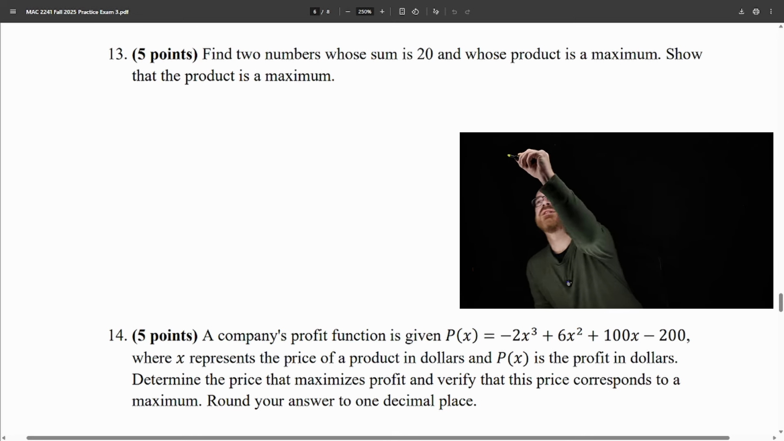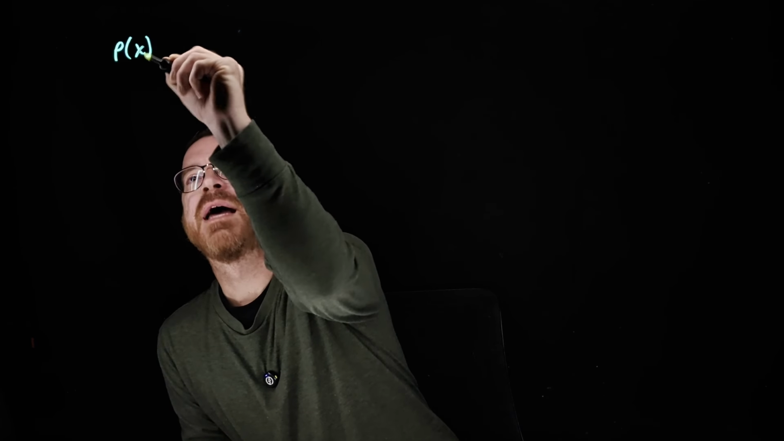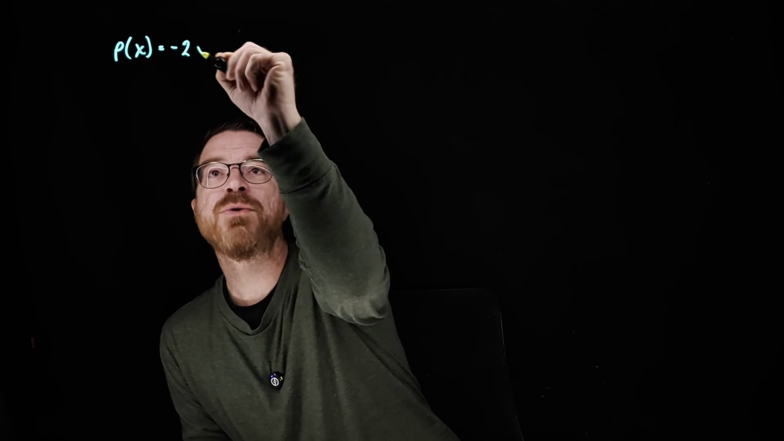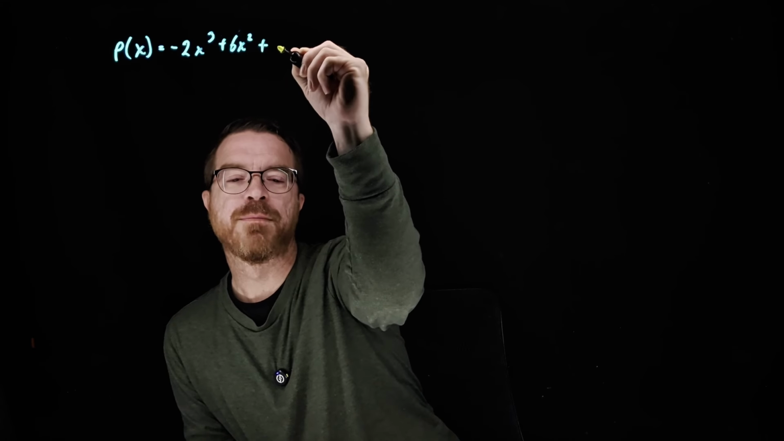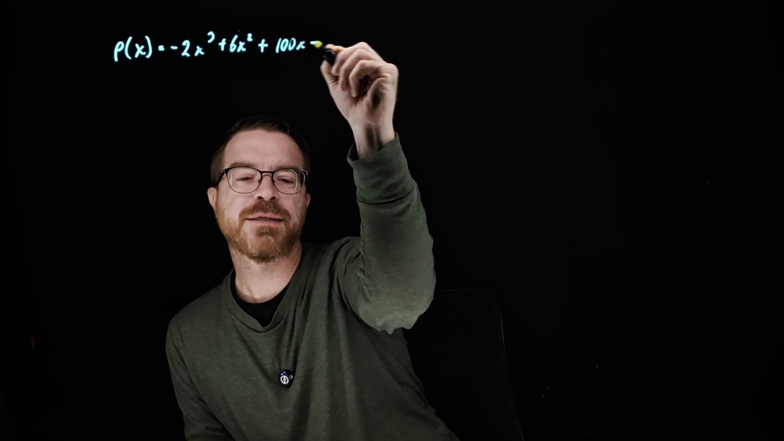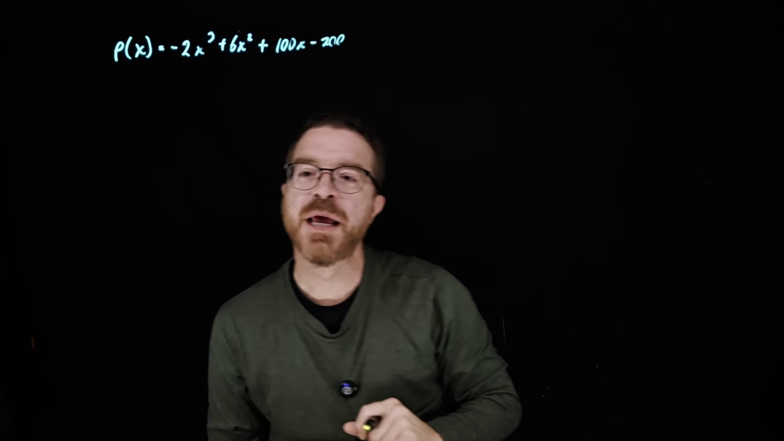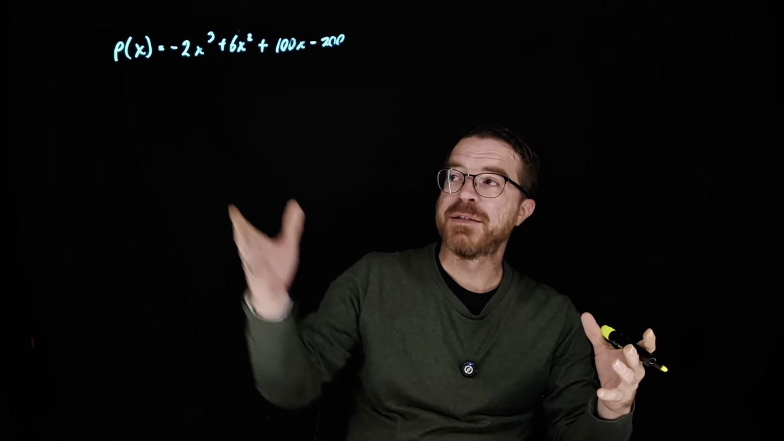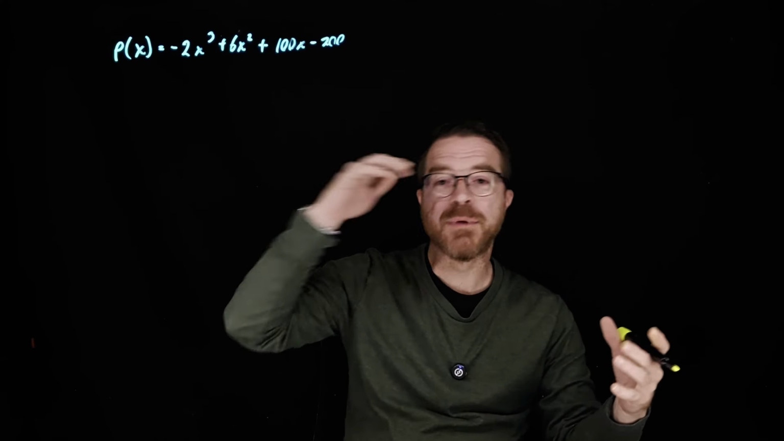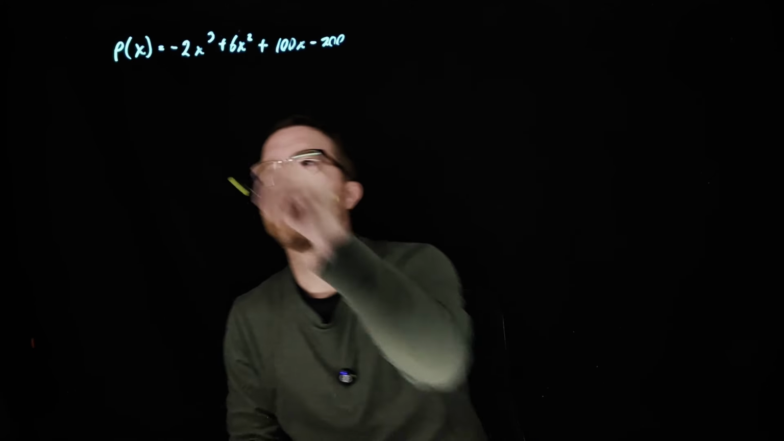Okay, so we have the function p(x) equals minus 2x cubed plus 6x squared plus 100x minus 200. And we need to determine where our maximum profit is. So in order to find the maximum, what do we do? We first start by taking the derivative.